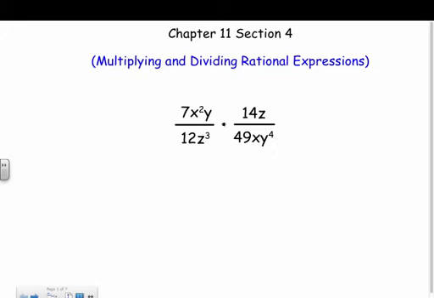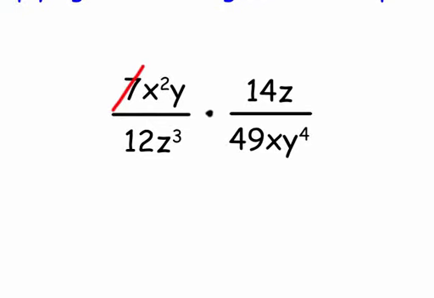Lost my times sign here. So now I start looking to cross cancel. I like dealing with my numbers first. So if I look at the 7 and the 49, well, 7 goes into both. 7 goes into itself once. So it's kind of just gone. I can put a 1 there to remind myself. And 7 goes into 49 7 times. What about the other cross cancel way, the 12 and the 14? Well, 2 goes into both. 2 goes into 12 6 times, and 2 goes into 14 7 times.